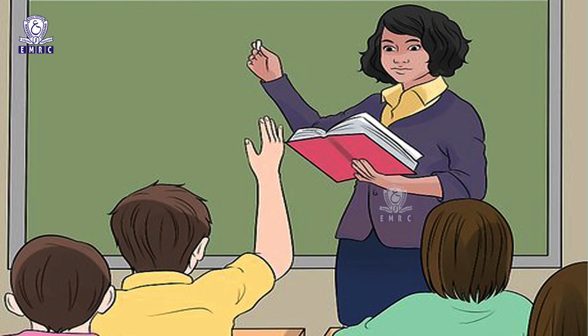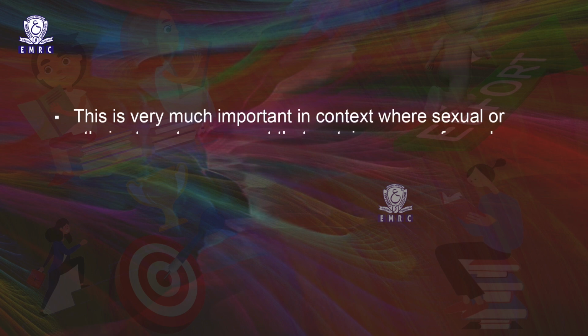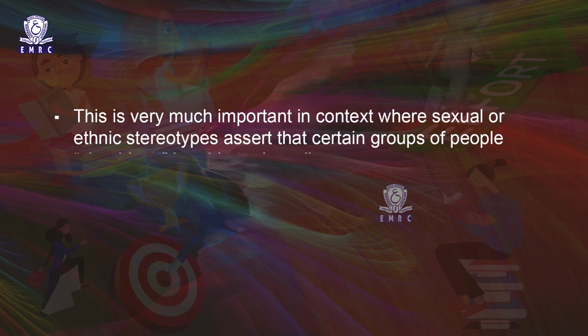So, teachers may be able to prevent some failure avoiding students from becoming failure accepting by using multiple assessments and setting a number of goals. When teachers do this, all the students have a realistic chance of succeeding on at least some assessments and they reach at least a few goals. This is very important in the context where sexual or ethnic stereotypes assert that certain groups of people should not be able to do well.